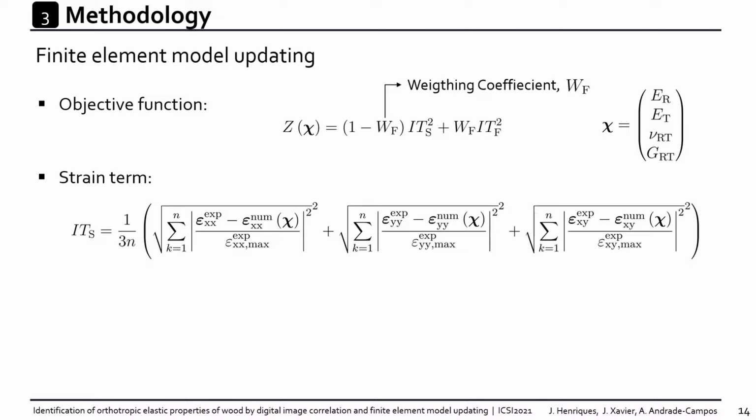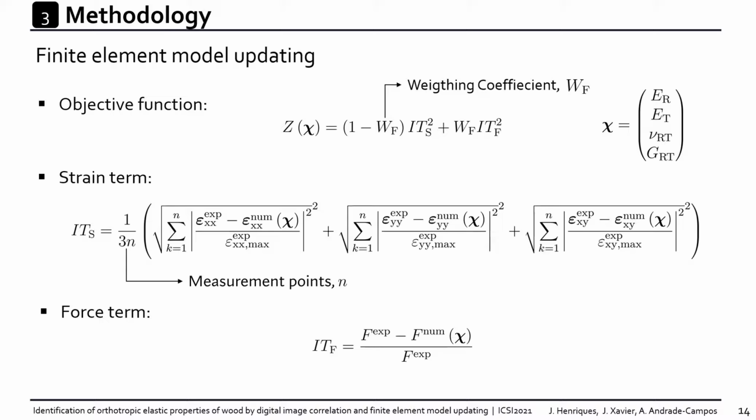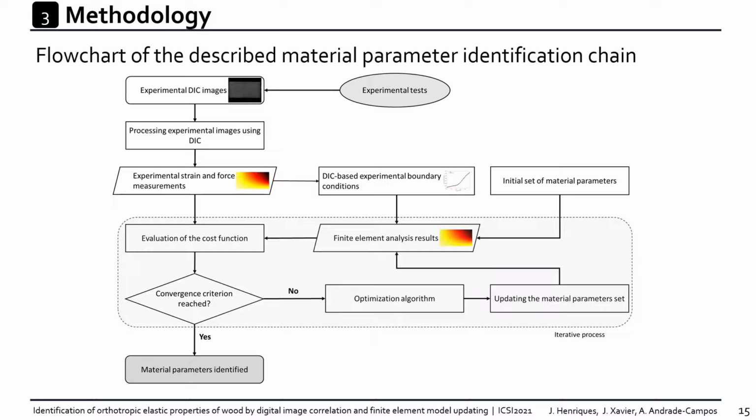The strain term describes the difference between the experimental and numerical strain fields, normalized by the max value for each strain component, where the variable n represents the total number of full field measurement points. Similarly, the force term describes the difference between experimental and numerical loads, normalized by the experimental load measured by the load cell. A flowchart describing the material parameter identification chain using FEMU is presented in the figure.